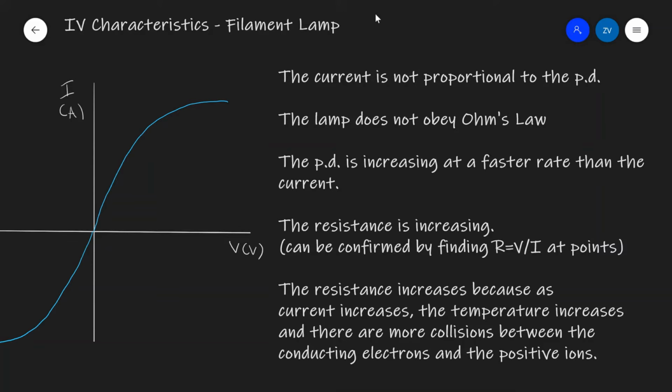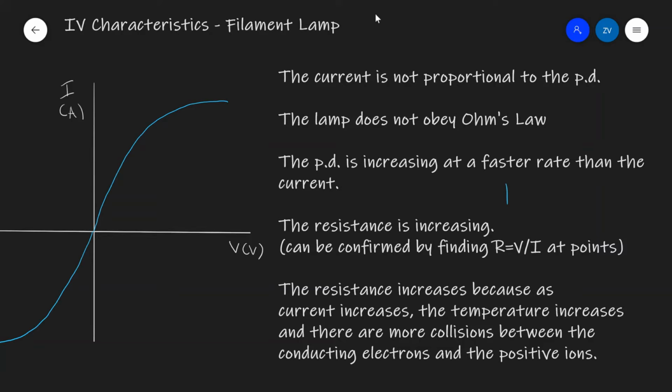Next up are the IV characteristics of the filament lamp. First off, you're going to notice that the graph is no longer a straight line through the origin. This means that the current is not proportional to the PD. In fact, the lamp does not obey Ohm's law. The potential difference is increasing at a faster rate compared to the current. This means that resistance is increasing.